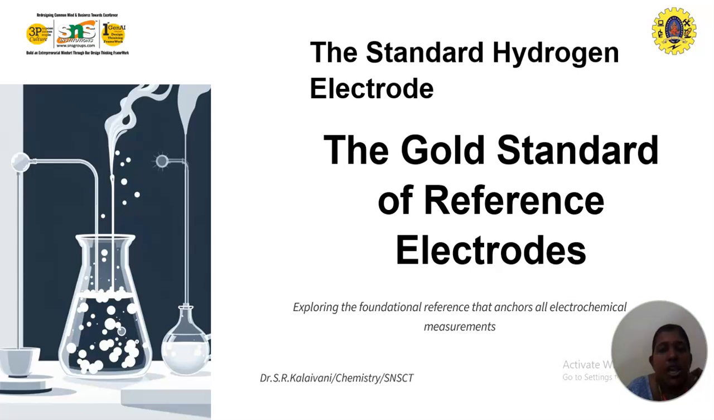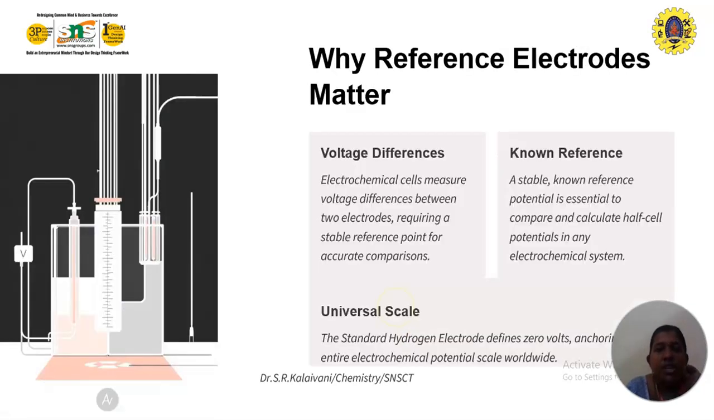two electrodes potentiometrically. For that purpose, we can use one reference electrode, that is, a primary reference electrode. Example, standard hydrogen electrode. Why do reference electrodes matter? Voltage differences. An electrochemical cell measures voltage differences between two electrodes, requiring a stable reference point for accurate comparison. One acts as an anode, another electrode acts as a cathode.